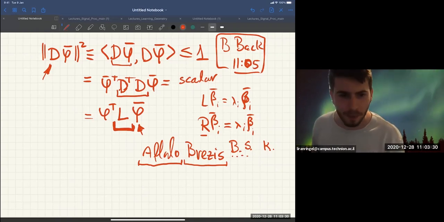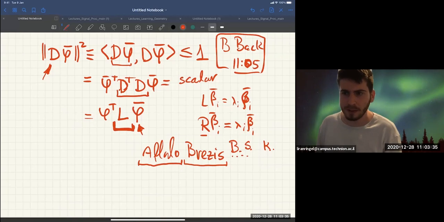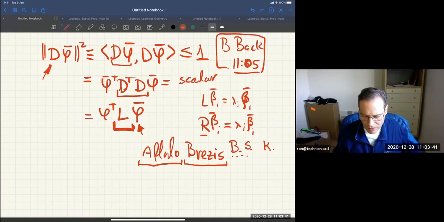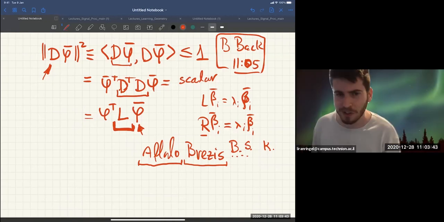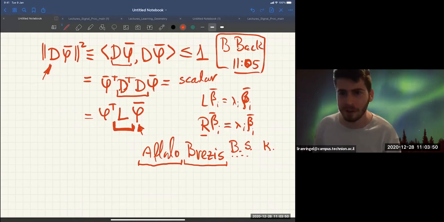No, it's fine. Okay. So you said that what I should take from this is that I didn't really understand what you said. Please be specific. About the eigenfunctions of the Laplacian. What's the important thing that I should take from it?